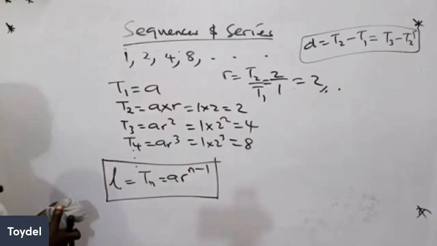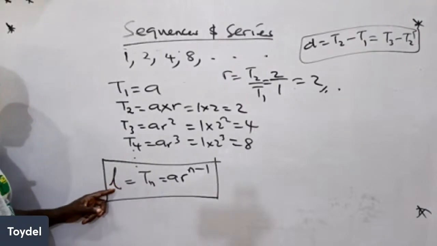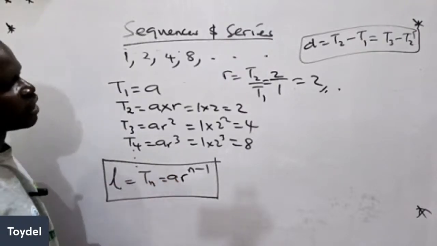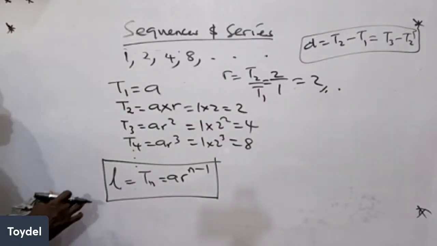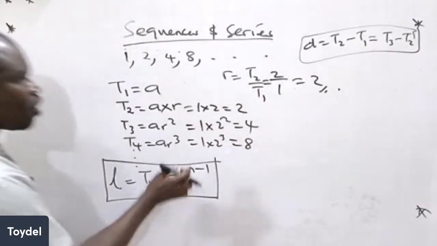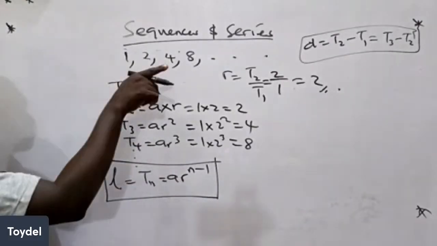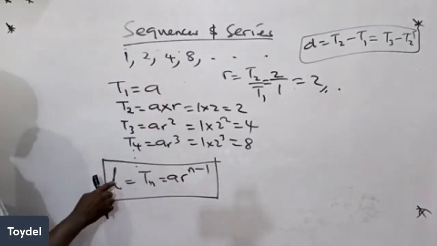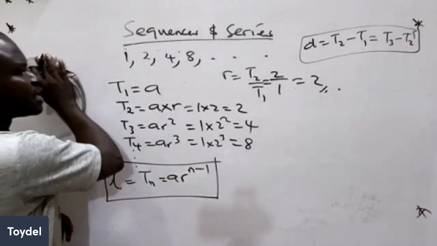Okay. So this is the formula to find the last term or n-th term of a geometric progression, and that is what we have on the board. Under geometric progression, we have common ratio. Under GP, we have common ratio. Under AP, we have common difference d. So this is the formula to find the last term. That is sequence.